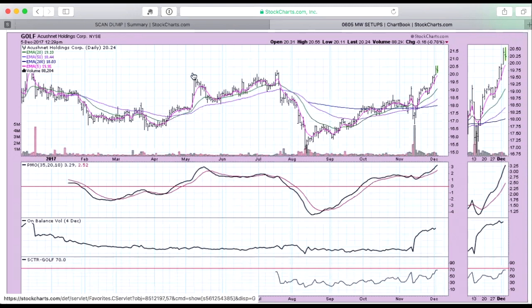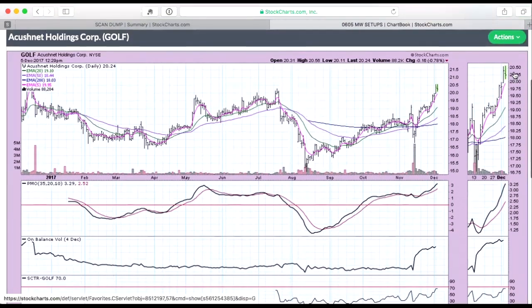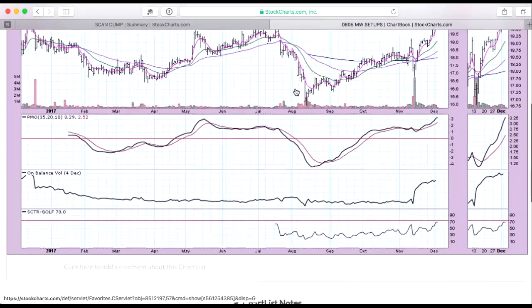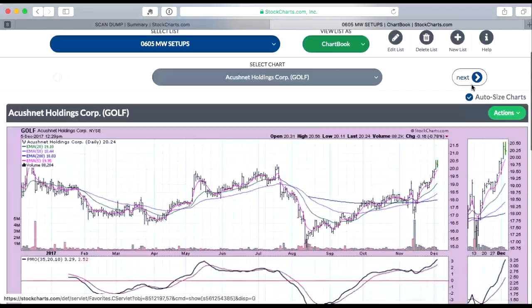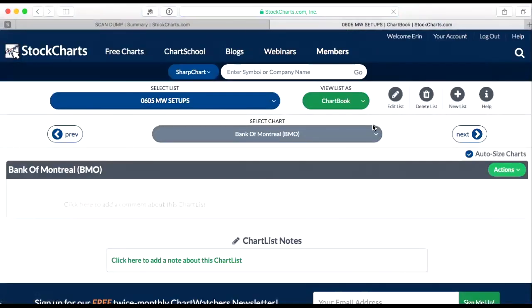But here's the breakout right here. If you look across at this area that was overhead resistance at 20, we've now taken off above that. And then today, I think what's interesting is you do see the pullback, back to that area of now new support. So I thought that was an interesting one. I guess we're in chart book format, so I'll just click next.